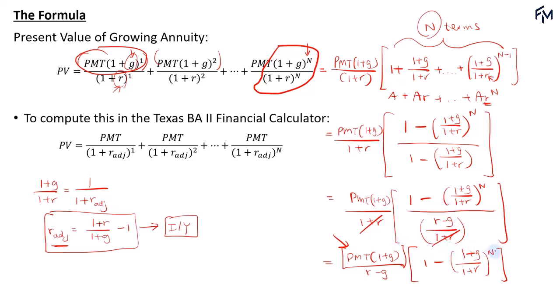And of course, when n becomes large, if n approaches infinity, then the formula will just be equal to, somewhat similar to the Gordon growth model, where you only have the annuity times 1 plus growth rate over r minus g. However, this formula applies to a finite annuity. Now, let's apply all this to an example.